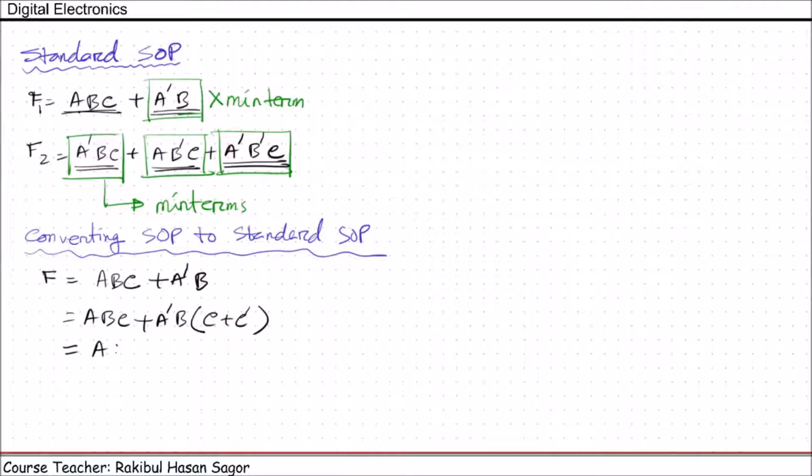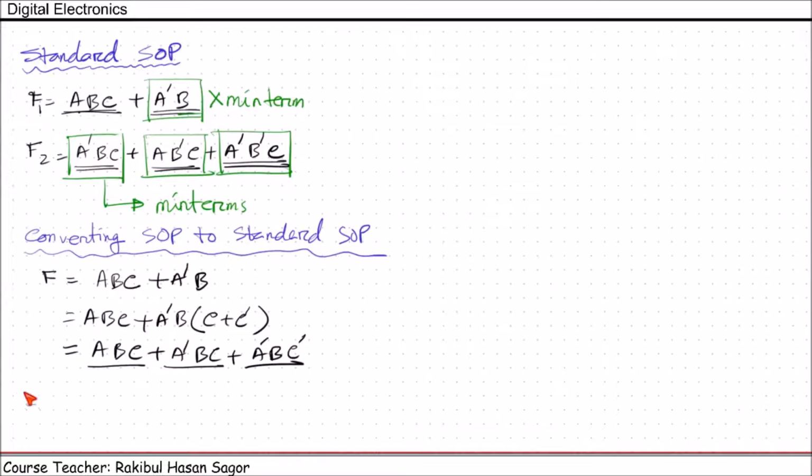So next we can write abc plus a'bc plus a'bc'. So now if we examine, this is the standard SOP form of this function. We have all the 3 variables present in each product term.